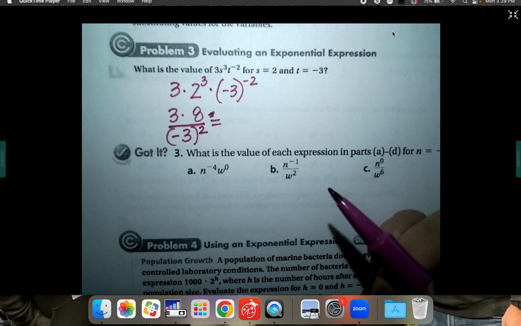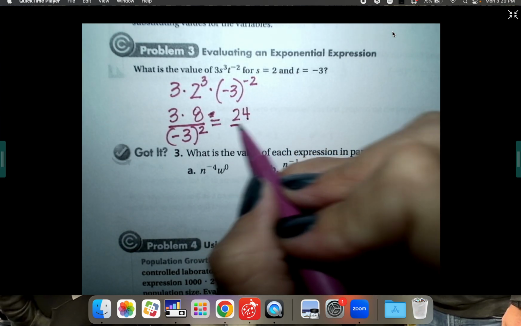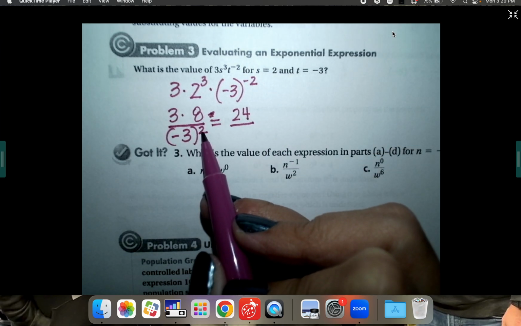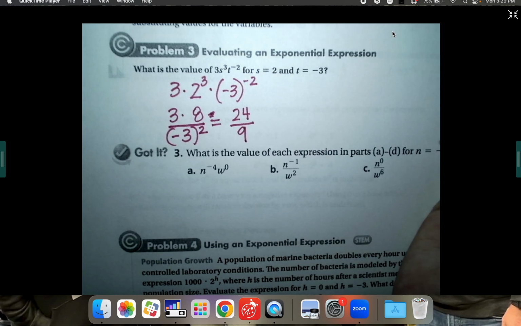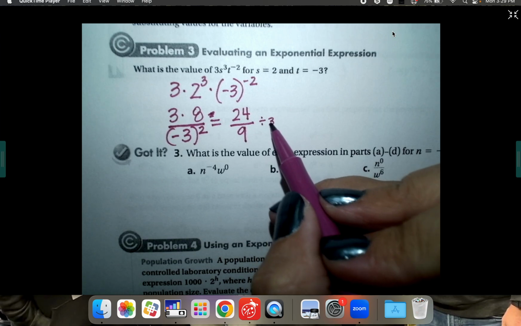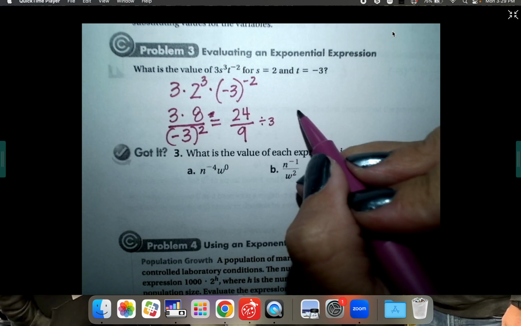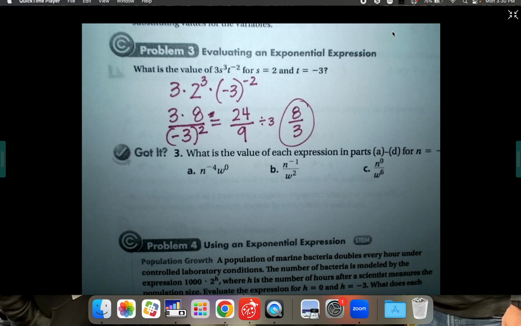So let's break this down a little more. 3 times 8 is 24. Negative 3 times itself squared, negative 3 times negative 3, is positive 9. And those can simplify. They can both divide evenly by 3, I believe. So that's going to simplify to 8/3. And you could leave it 8/3. It's going to be a weird fraction if you don't. So 8/3 is totally fine.